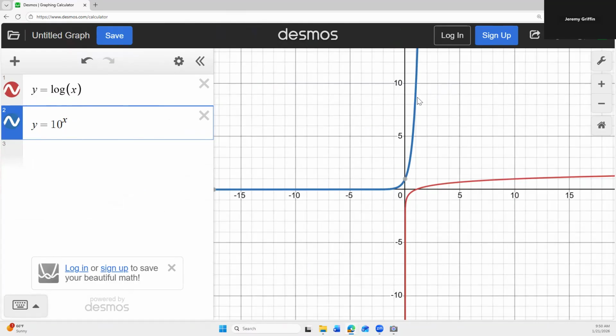We've been working with exponents for a few weeks now, haven't we? So 10 to the 0 is 1. 10 to the 1 is 10, that's right here. 10 squared is 100, that's way up off the screen. You guys see that? And that creates this curve. We've seen a lot of those. Well, if you rewrite this in log form, so I swap the x and the y, then you'll get this red one.